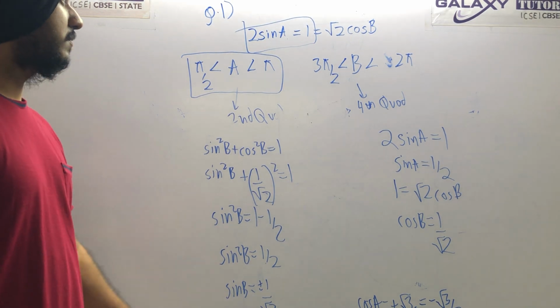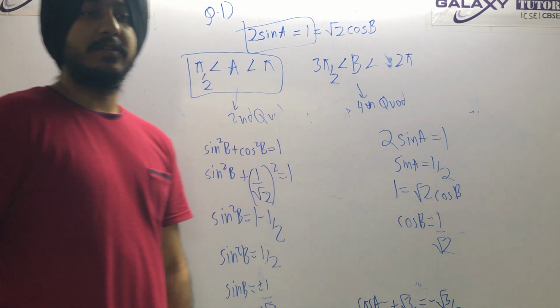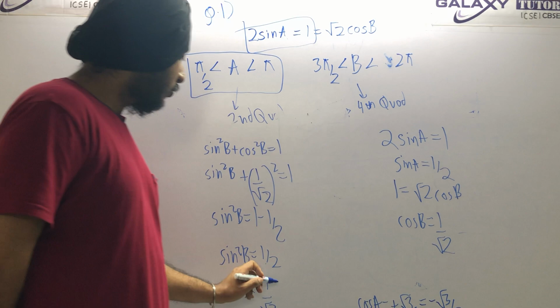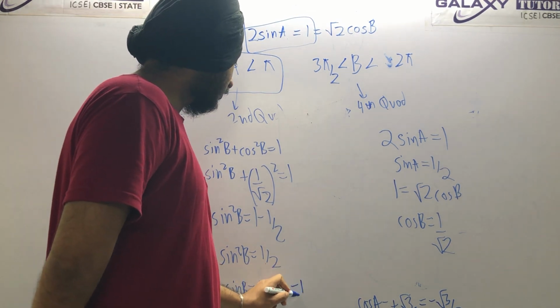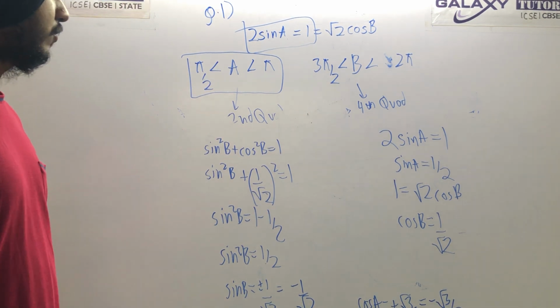The angle we're talking about here is B. Angle B lies between 270 degree and 360. That is the fourth quadrant. Is sin positive in fourth quadrant? No, only cos is positive. So this value will be minus 1 by root 2. Okay, so you found out all the values now.